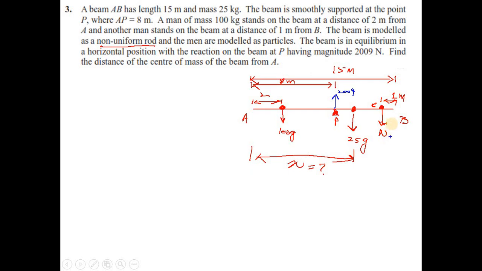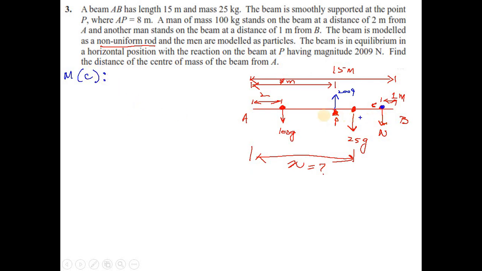Taking this advantage, I'm taking C as a pivot, because if C is a pivot, then W is gone from our equation. We don't need to worry about the value of W. Rest of the forces we know the values, so we can easily figure out the X. So let's say moment about C.